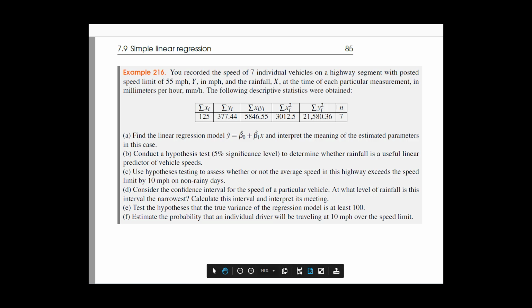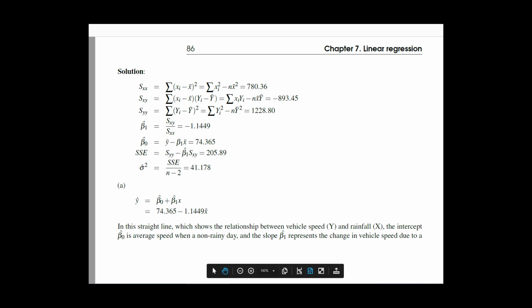Okay, that's another format of examples where we give you the sums already, so it's easier to compute everything. Find the regression model, the hypothesis test, and so on. All right, let's go through this one. First we do all our calculations right here. They're spelled out for you, so we get all the coefficients and everything we need. All right, so part A, that's the regression line.